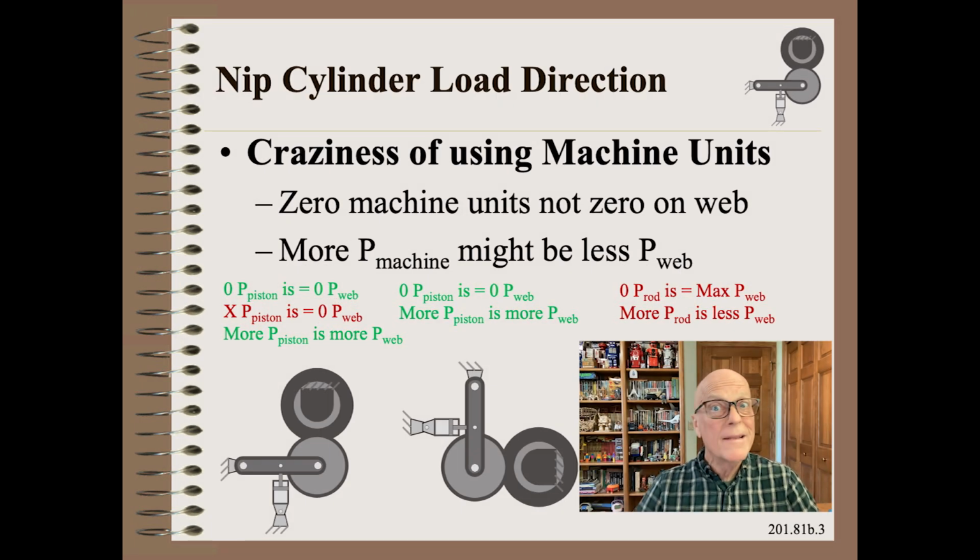Let me illustrate the craziness of using machine units by merely changing the orientation of the load direction. Everything else, cylinder size, roller size, arm geometry, and so on, is kept identically the same. Note that on the figure on the left, 0 piston pressure is 0 on the web. However, so too is X piston pressure, 0 on the web. So both 0 and X is 0 on the web.